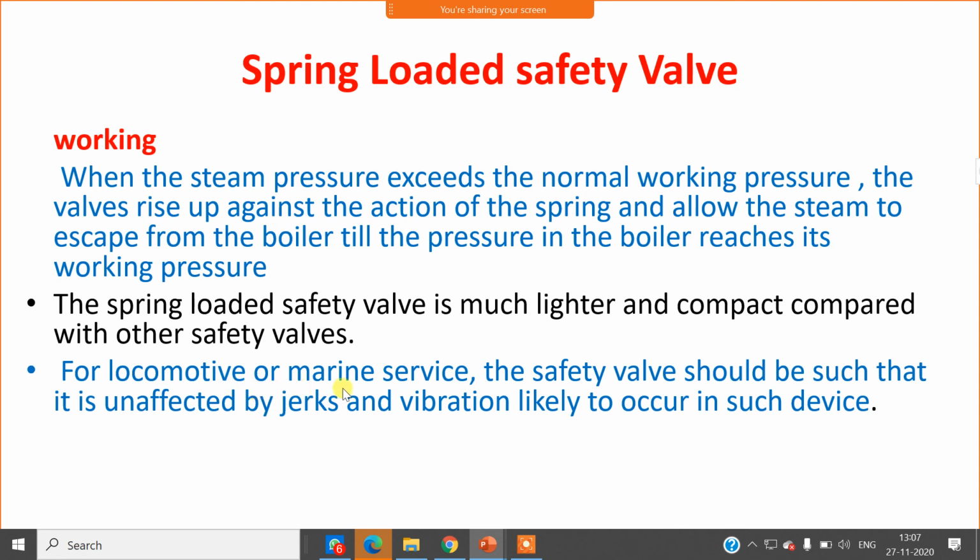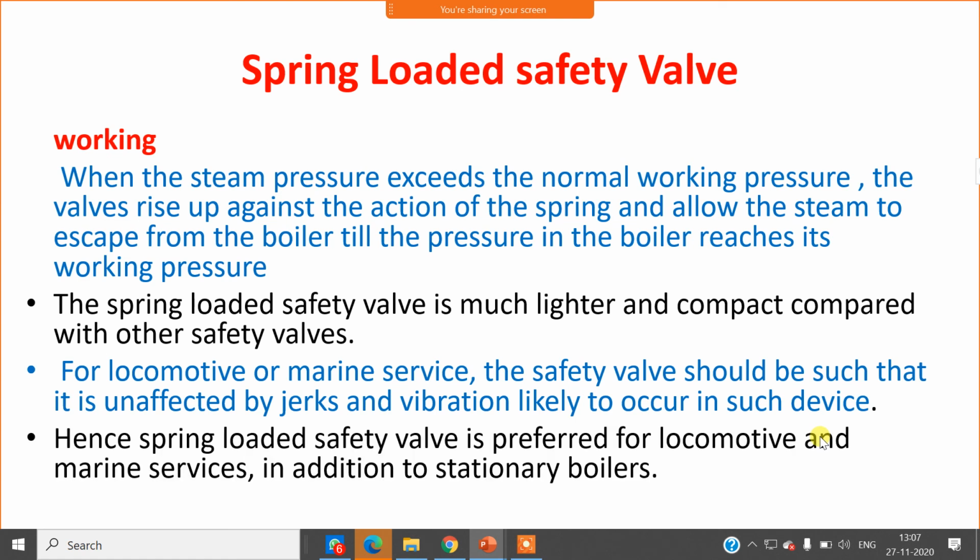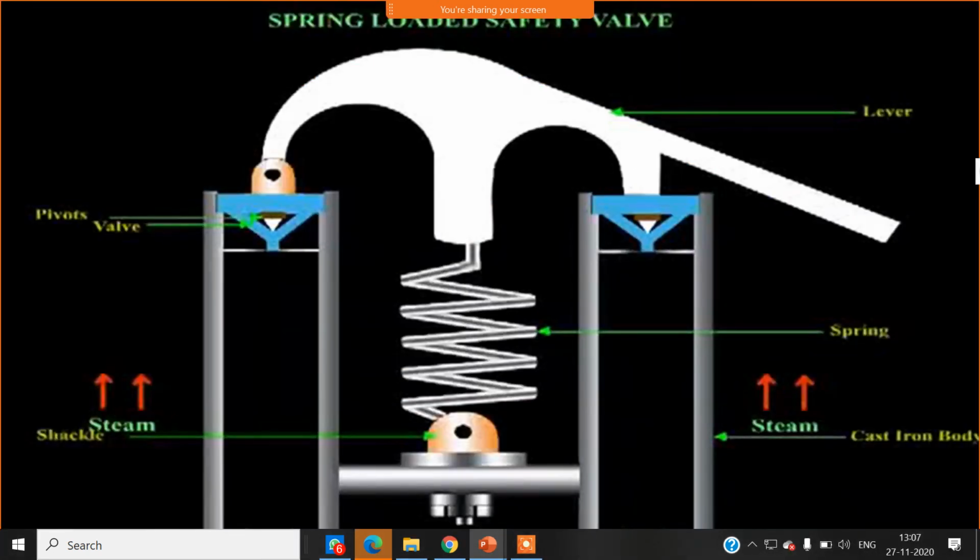For locomotive or marine service, the safety valve should be unaffected by jerk and vibration likely to occur in such service. Hence, the spring-loaded safety valve is preferred for locomotive and marine services in addition to stationary boilers. Here you can see the picture of a spring-loaded safety valve.